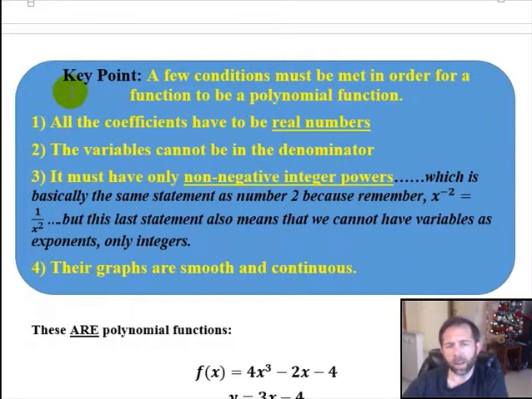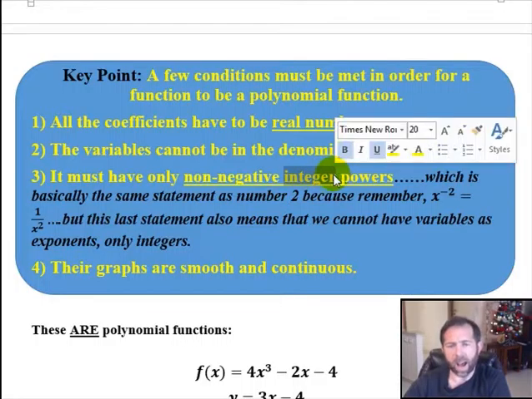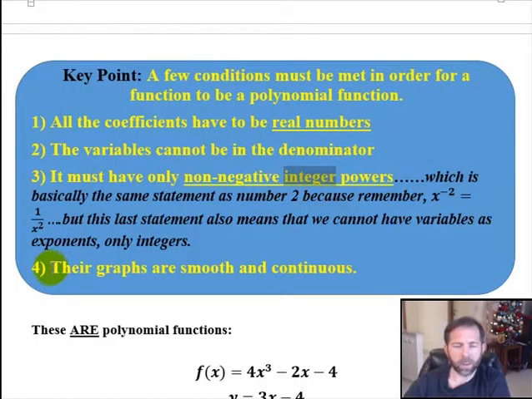Okay, so key point. In order to have a polynomial function, at least in equation form, all the coefficients have to be real numbers. So you can't have i, basically. Second, the variables cannot be in the denominator. And third, the powers have to be non-negative integers, which kind of says the same thing as number 2, because if you added x to the negative 2, that'd be 1 over x squared, so you'd have a variable in the denominator. But this also says your powers have to be integers, so you can't have a half or something like that. And then when looking at the graphs, they have to be smooth and continuous.